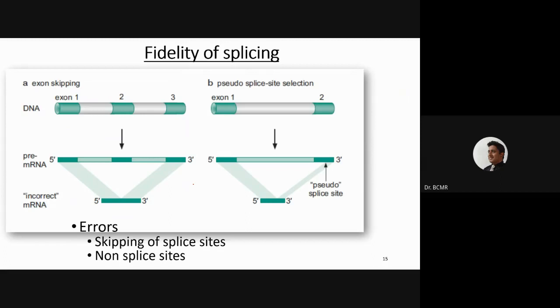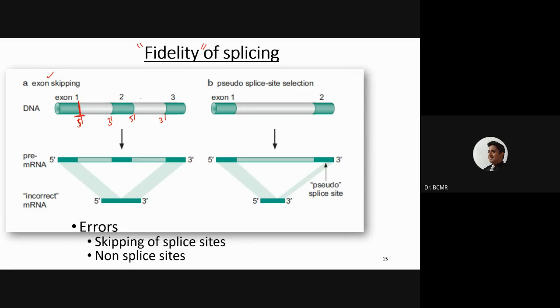So what is the fidelity of splicing? What do you mean by that? The accuracy with which it happens. So there are at least two kinds of mistakes that can happen. One of them is called exon skipping. So if this is the 5' splice site, and it has to bind with a 3' splice site, but there is also another intron here. So you have another 5' splice site and 3' splice site.